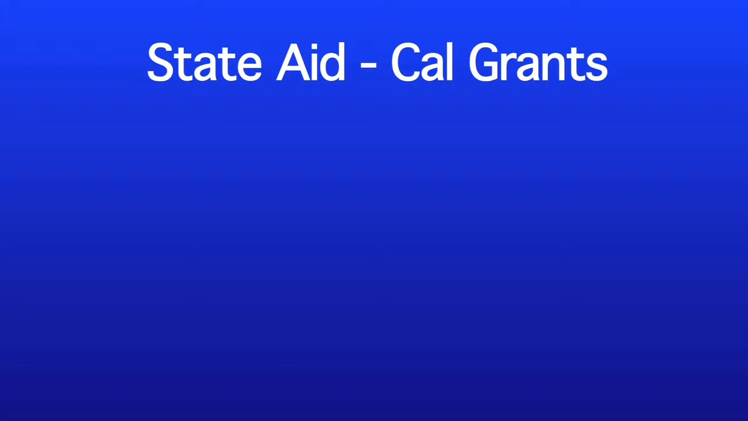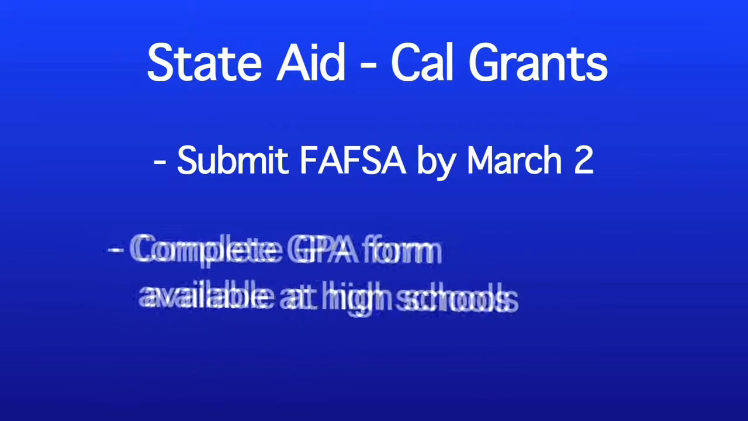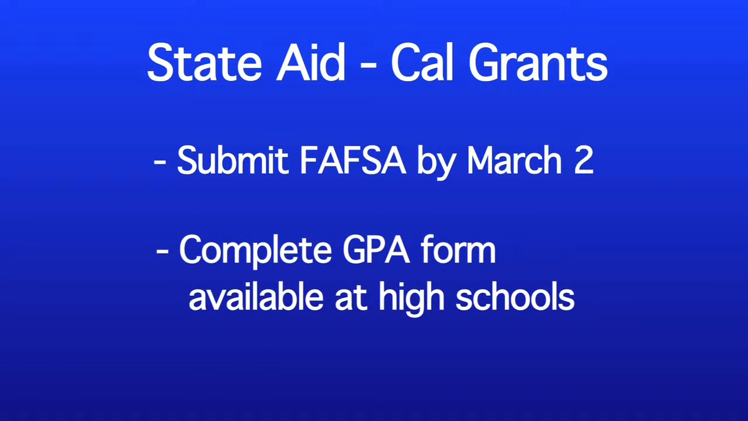Now the second source of aid, state aid, this is given in the form of Cal Grants. There are 2 things to complete. First, as I mentioned, submit that FAFSA form online by March 2nd. The California state system accesses the federal data on the FAFSA form. Secondly, complete the GPA verification form from the Cal Grant program and submit this by March 2nd. This form is available at all high schools in January of your senior year.